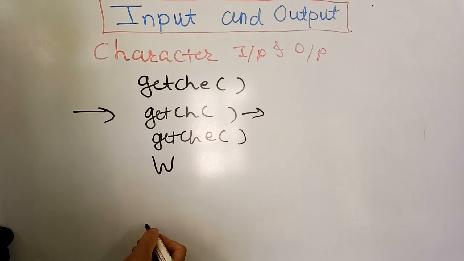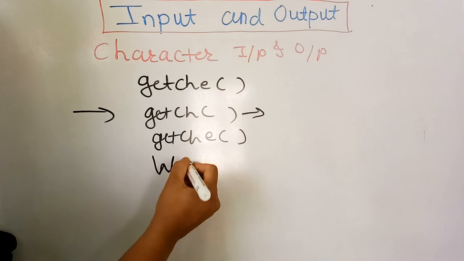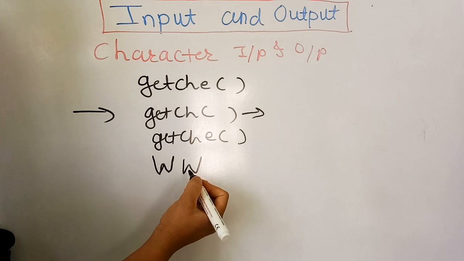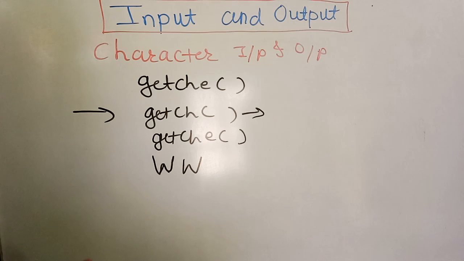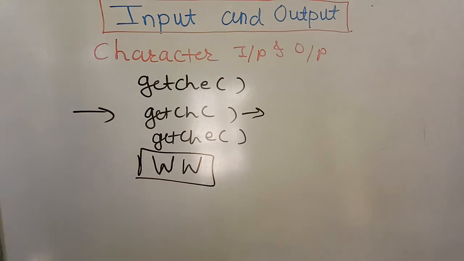For example, you have typed W, then it will be displayed first while accepting it, and when you put it, the putchar or putch function will print it again, so it can be displayed twice on the console. So these are the different mechanisms behind getchar, putchar, getch, putch, and getche.